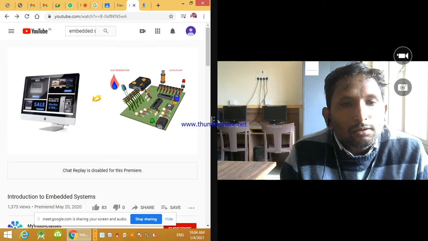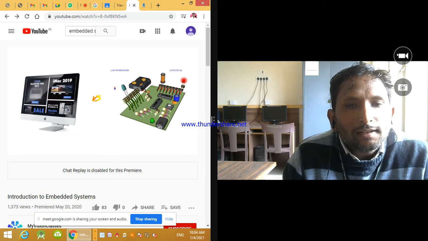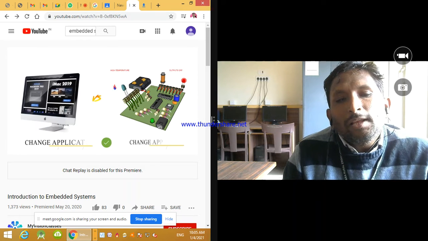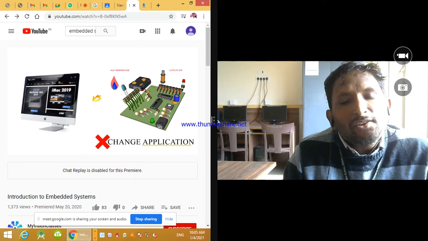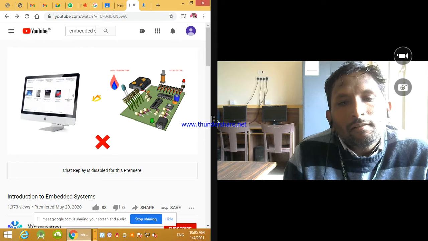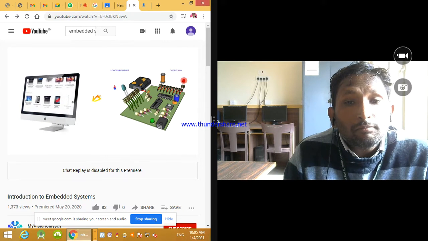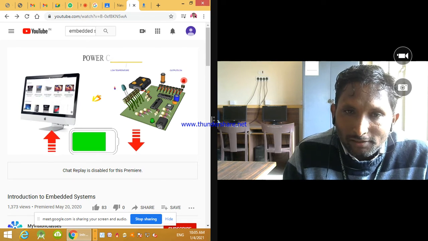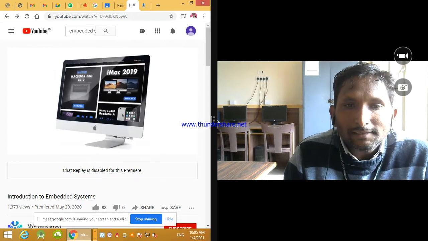But an embedded system handles only one application at a time. The applications on a general purpose computer can be changed by the user, whereas the applications on an embedded system are fixed and cannot be changed by the user. The power consumption of a general purpose computer is always more than that of an embedded system. It works on the key task assigned to it.